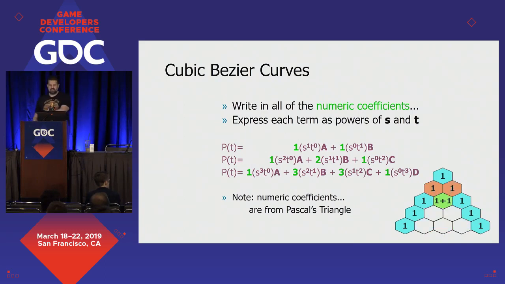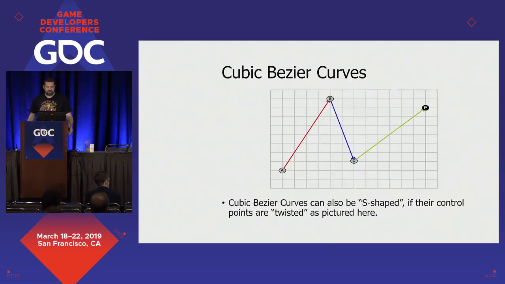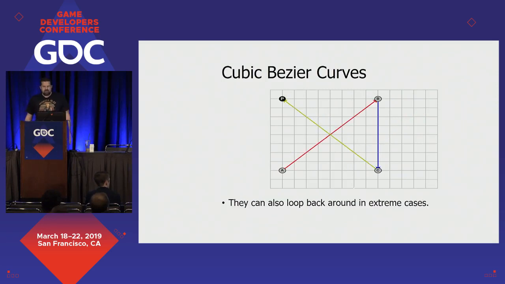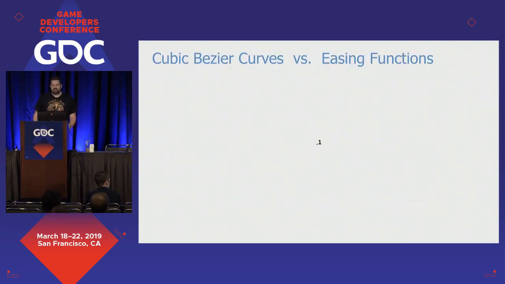So you can see if I just add up the numbers, I get 1, 3, 3, 1, 1, 4, 6, 4, 1. And I can now, deducing those patterns, guess the equation correctly for fourth order quartic, fifth order quintic, however complicated I want my Béziers to be. So they can do funny things.